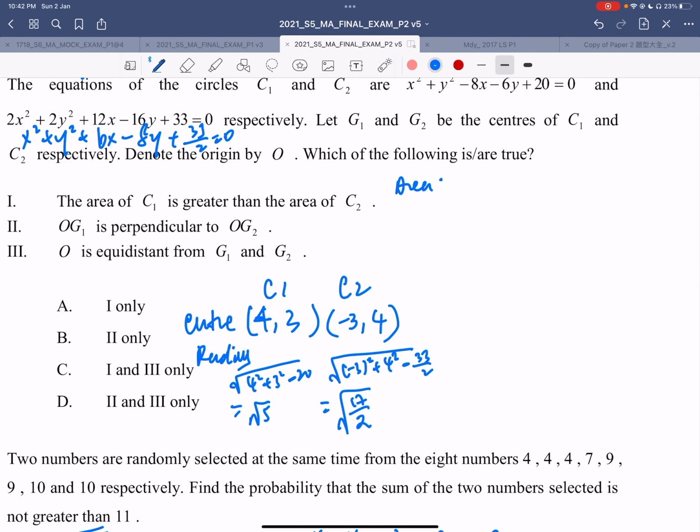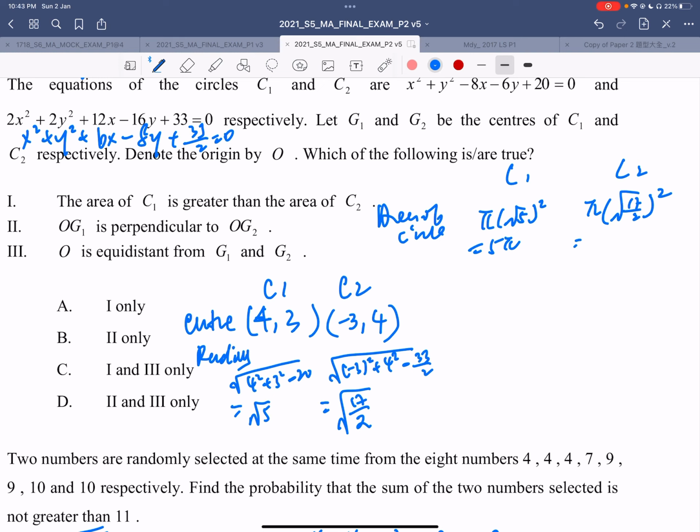So area, the area of a circle. For C1, the area of the circle is pi r squared, which equals 5 pi. For C2, the area of the circle is pi r squared, which will be equal to 17 over 2 pi. So this one is larger, right? So option 1 is not correct.